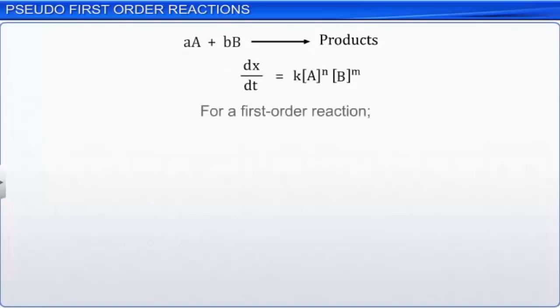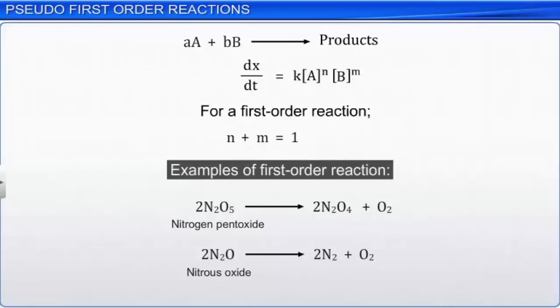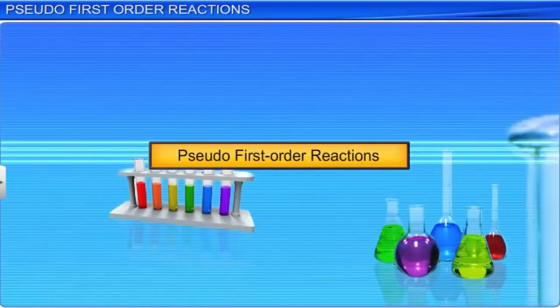You know that for a first-order reaction, the sum of the powers of the concentration terms in the rate law expression is equal to 1. The decomposition of nitrogen pentoxide and nitrous oxide are examples of first-order reactions. Let us now study pseudo-first-order reactions in detail.